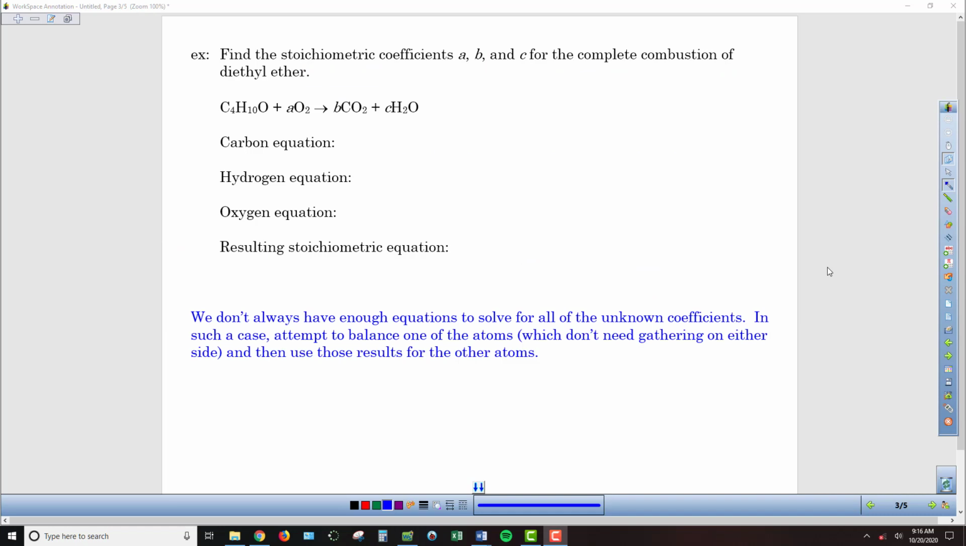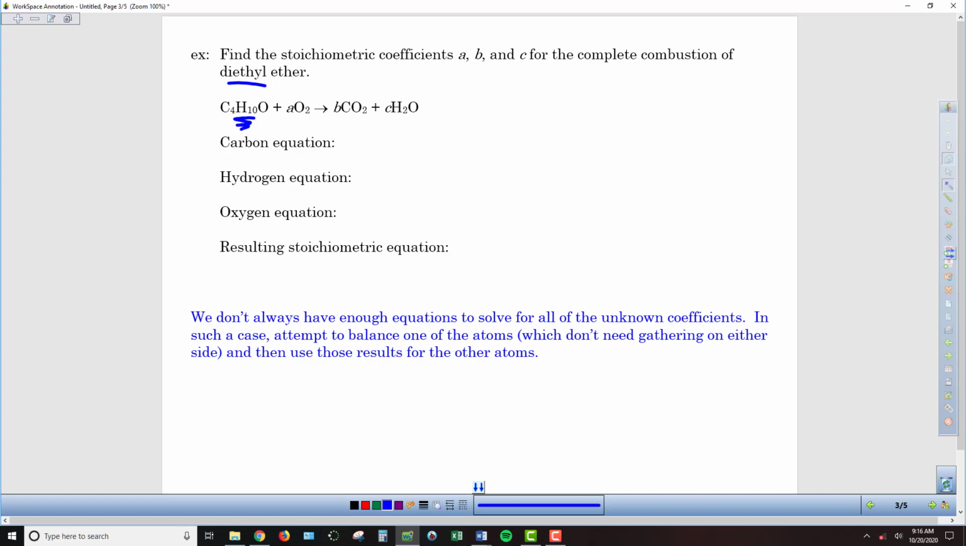In the next example, we're looking at the combustion of diethyl ether, which, as you can see here, has oxygen in it, so it's an alcohol rather than a hydrocarbon. And we've got a little bit more going on. That combustion is going to produce not just water, but carbon dioxide and water. Because we've got 3 different elements present in our reaction, we're going to need 3 separate equations in order to figure out what our stoichiometric coefficients are going to be.